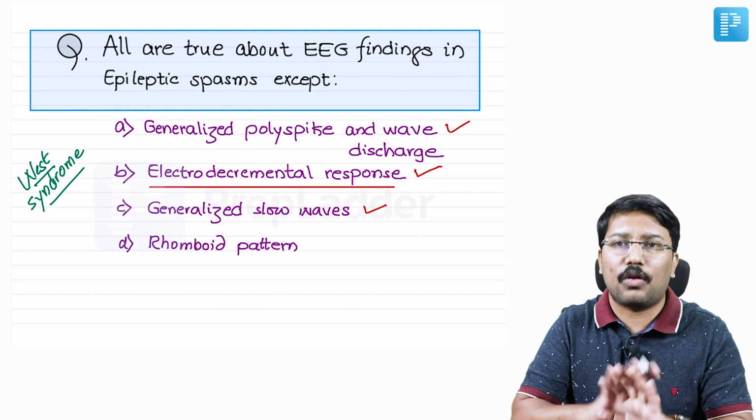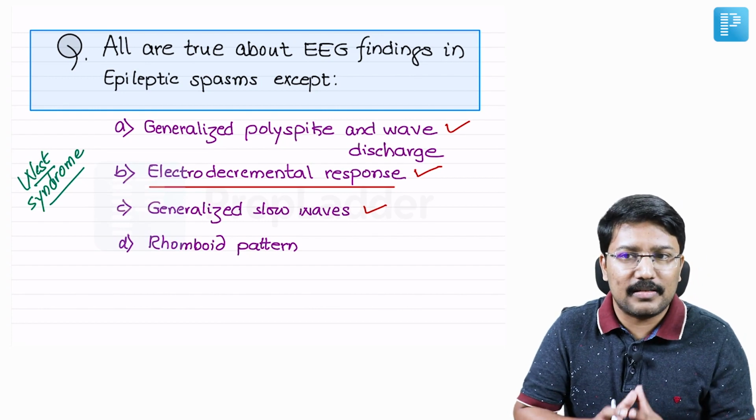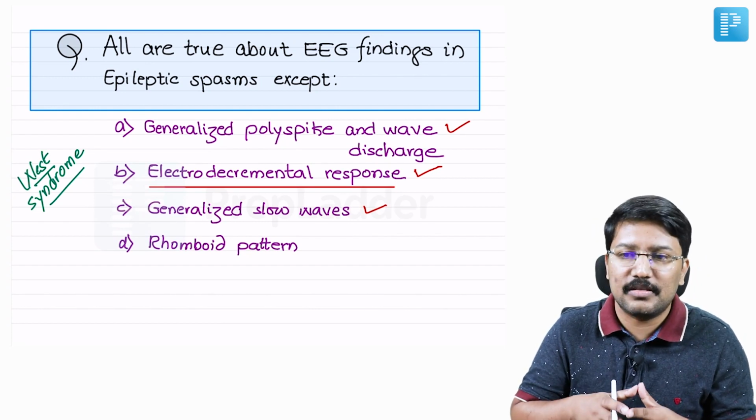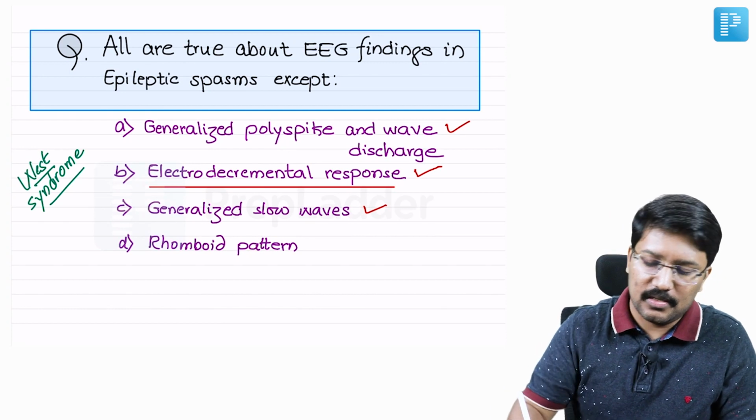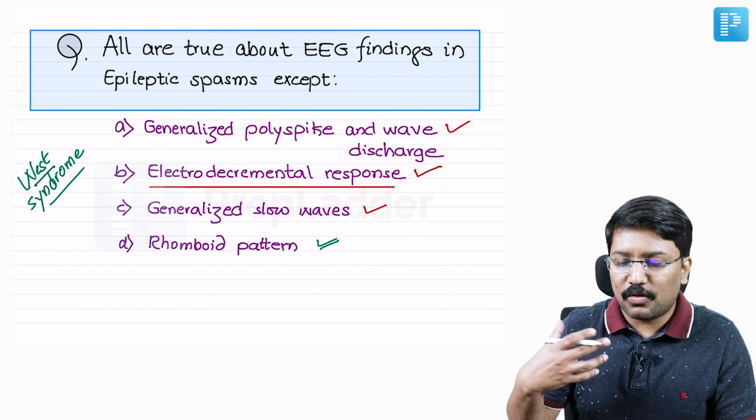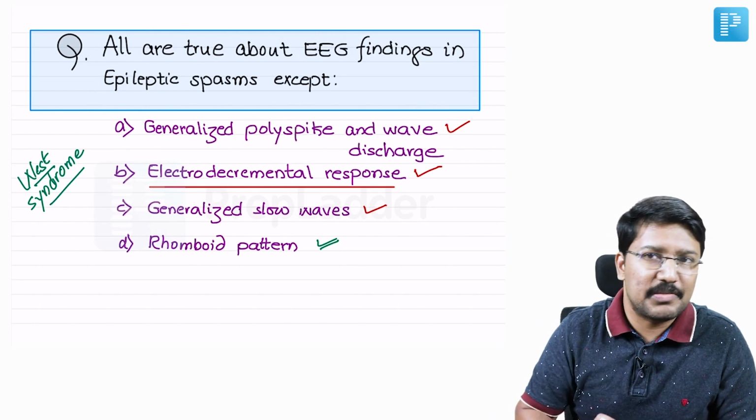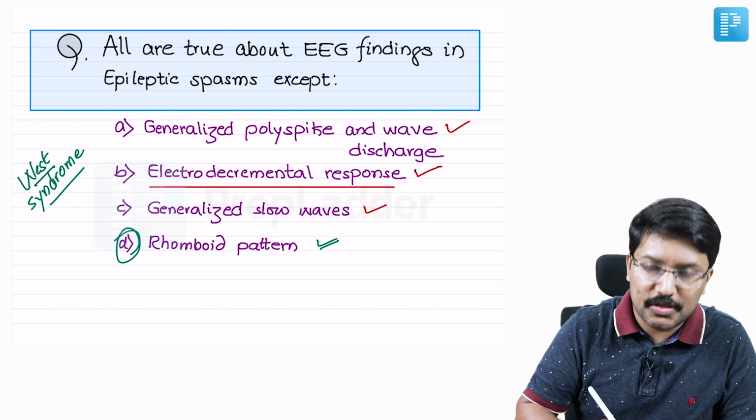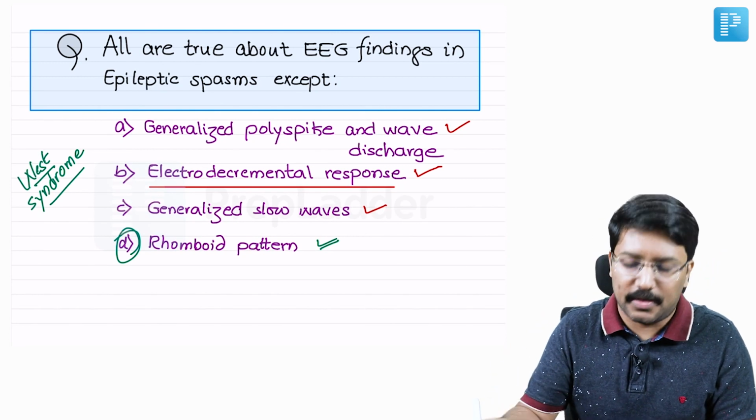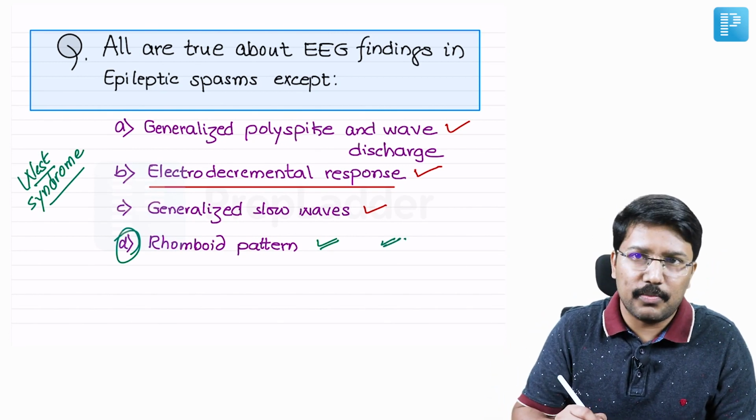So A, B, C, these are all true statements. The only thing that is not concerned with EEG per se is the rhomboid pattern. This is what is seen in the ENMG in patients of infantile spasms when they are going through the spasms. So this is more of an EMG or ENMG finding rather than an EEG finding. So this is the right answer according to me.